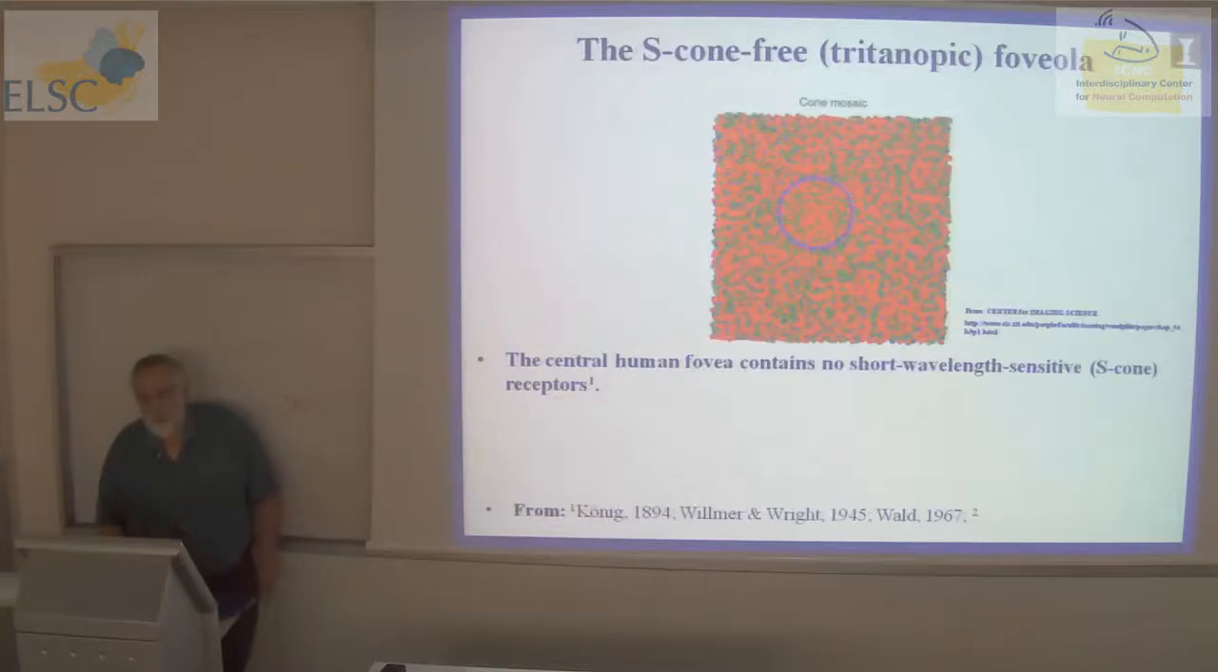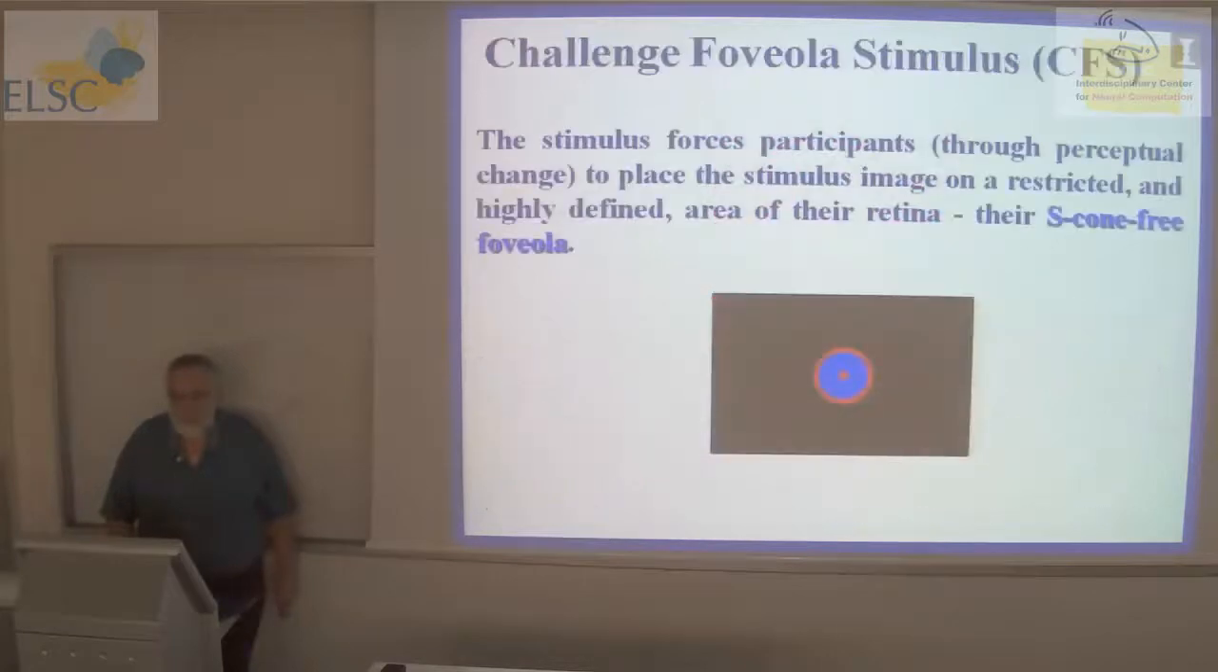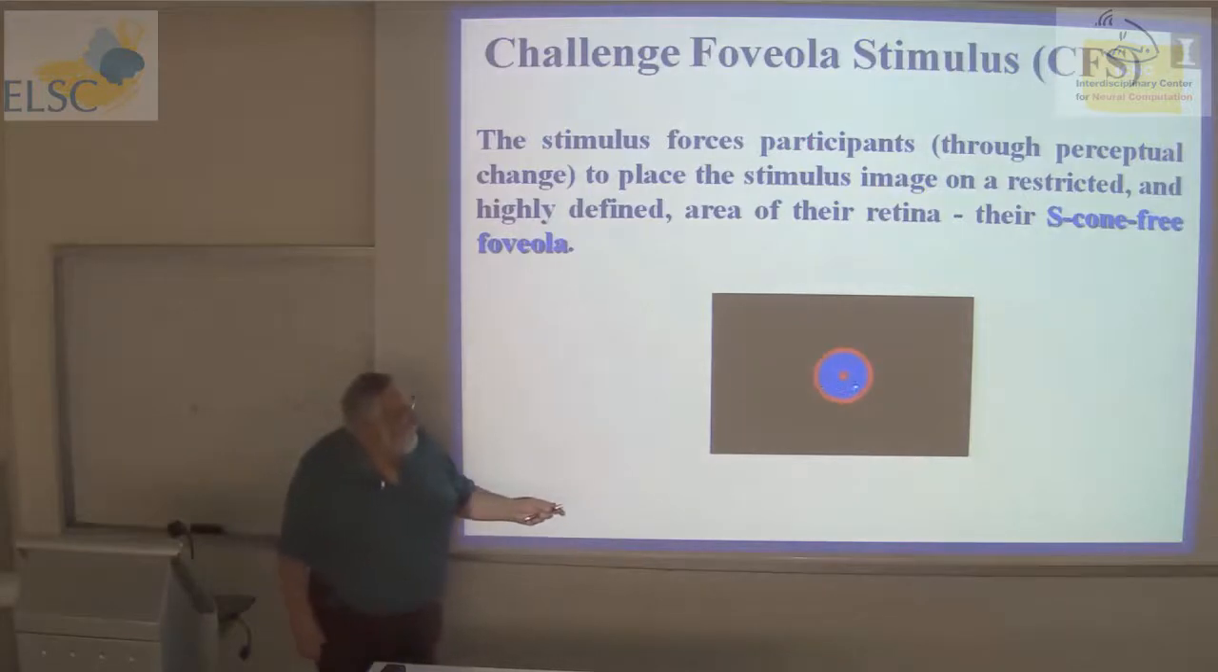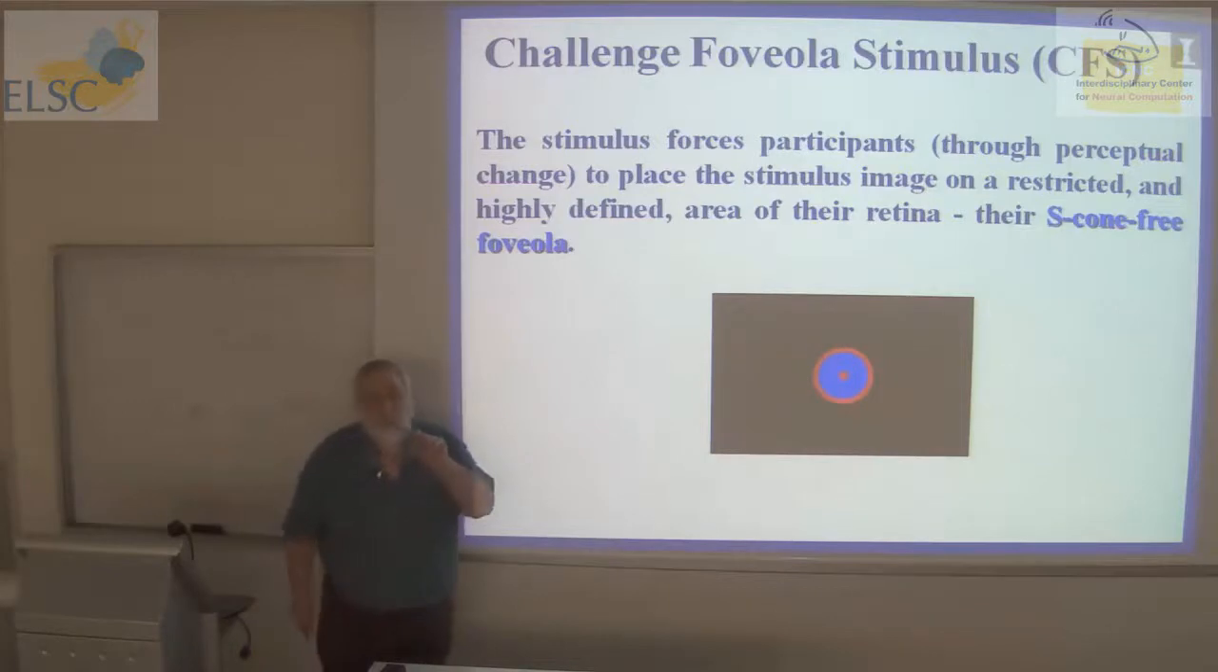So we chose the rod-free area, the S-cone-free area in the retina, the place where we don't have cones for blue, and we designed a stimulus. This is 20-25 minutes of arc. We designed the stimulus so that people looked at it and they had to tell us whether the blue disappeared. So we began with a very small stimulus. It disappeared. They pressed arrow up. It became larger, disappeared, up, larger, till it didn't disappear. Then we went one step down.